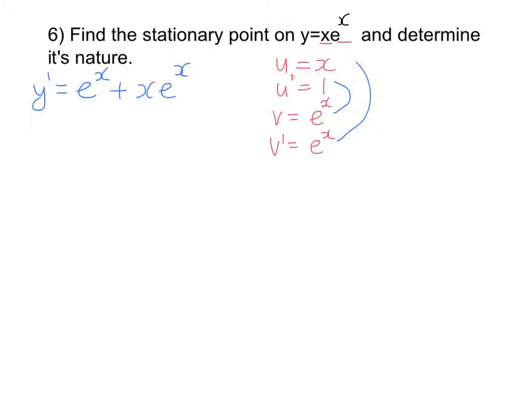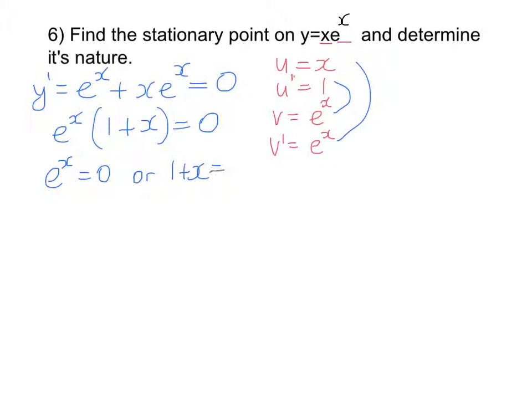Okay, stationary points occur when y dash equals 0. Let's make that equal to 0 and solve for x. So we have a common factor there of e to the x. Let's factorize that out to help us solve this equation. Now we have the product of two things, so either e to the x equals 0 or 1 plus x equals 0, because their product equals 0.